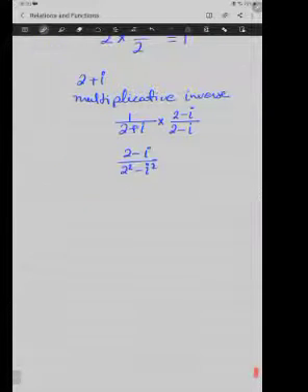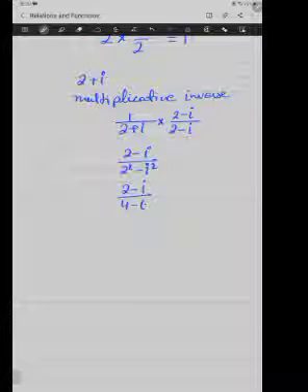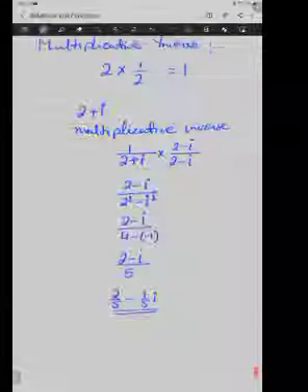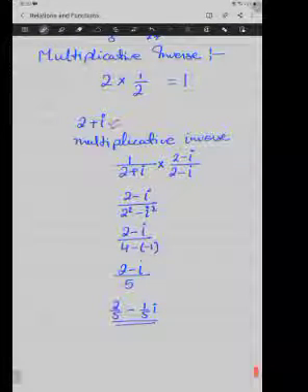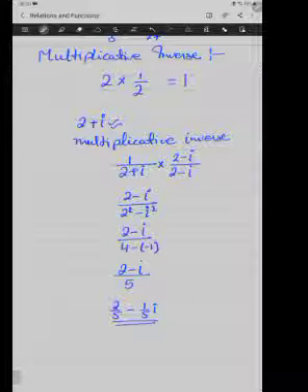So it will be 2 minus i upon 4 minus i square, which will be minus 1. So 2 minus i upon 5. So 2 by 5 minus 1 upon 5 i. This will be the complex number that is the multiplicative inverse of this. So I think now you will be able to understand it.